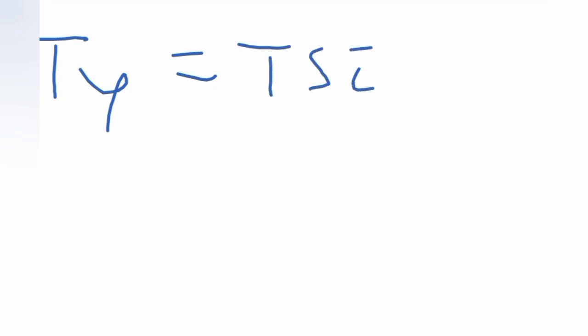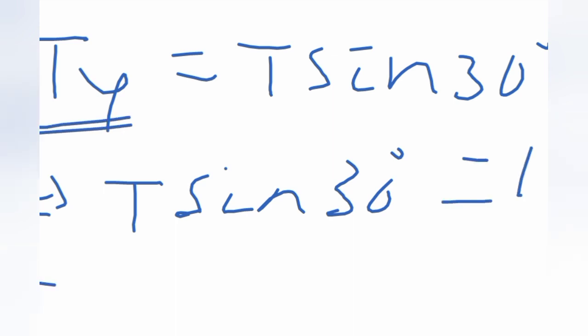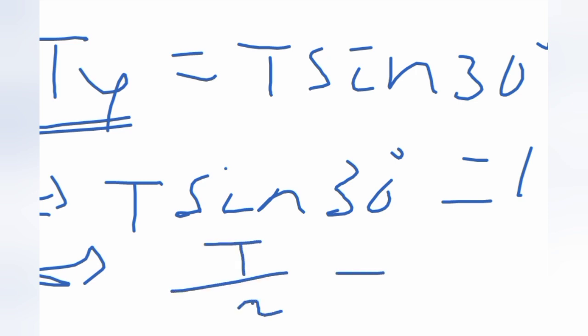Since Ty is equal to T times sine of 30 degrees, T times sine of 30 degrees is equal to 10. Sine 30 degrees is 1 over 2, or 0.5. T over 2 is equal to 10, so tension is equal to 20 newton.